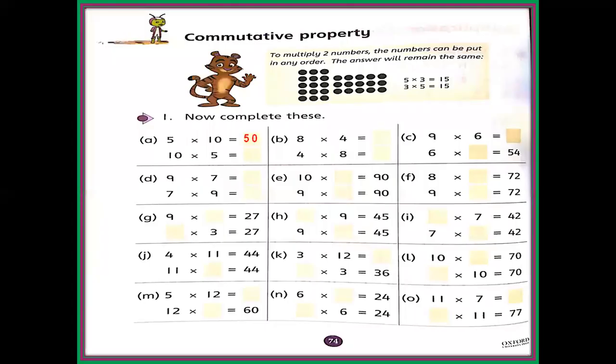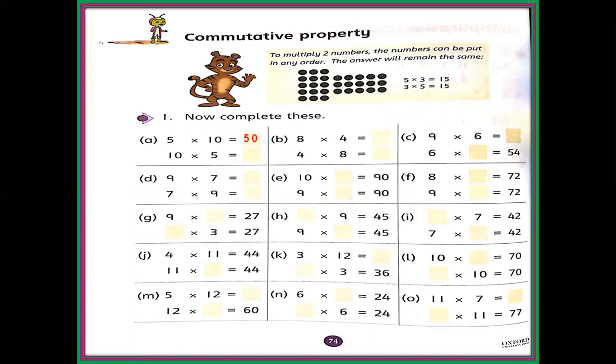To multiply two numbers, the numbers can be put in any order, the answer will remain the same. Look at this one: 5 into 3 is 15, 3 into 5 is 15. So no change in the answer.